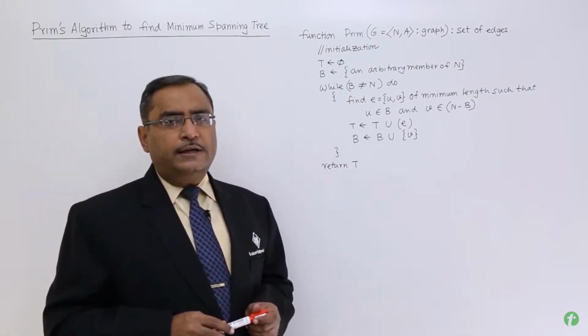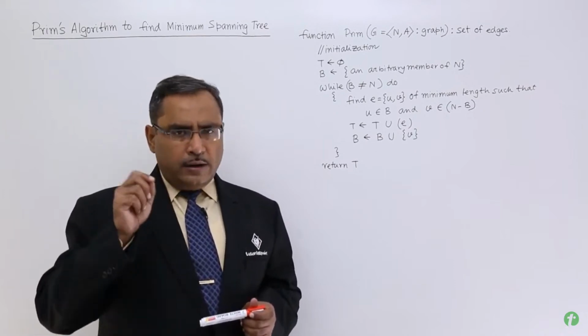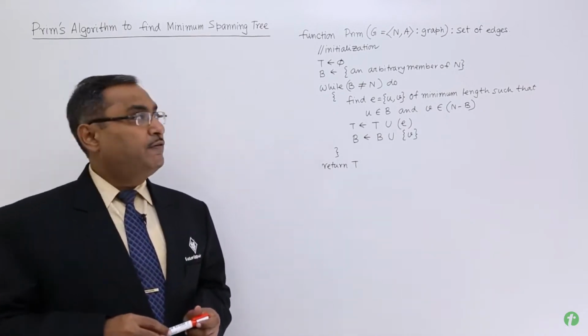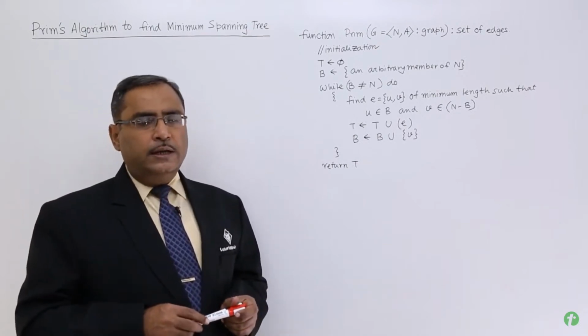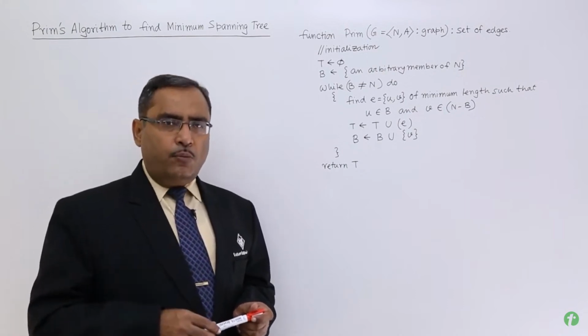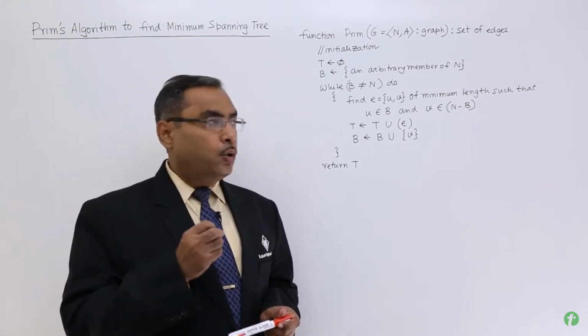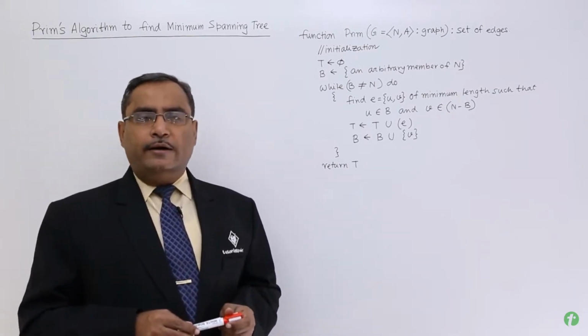Initialization, T is equal to phi. So that means T is a set which will be initialized with phi, just curly brace open, curly brace close. So I'm just initializing T with the phi. And then B, an arbitrary member of N. I told you this earlier that Prim's algorithm requires one seed value, the seed vertex from where this minimum spanning tree will grow. While B is not equal to N, this algorithm is falling in the greedy algorithm category.